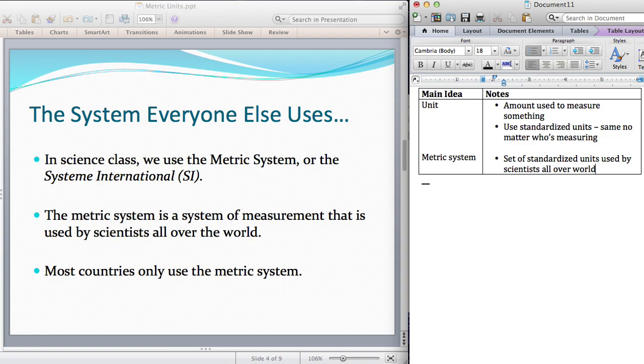I think it's us and Liberia in Africa and maybe Myanmar, I believe, are the only countries that use the English system. Everyone else, if you've ever traveled anywhere, you know things are in kilometers, they're in degrees Celsius. And so this year, you guys will learn how to use these really, really well. It's basically like learning a foreign language, right? And you'll see why scientists use these, because they're way easier than the systems that you grew up using.